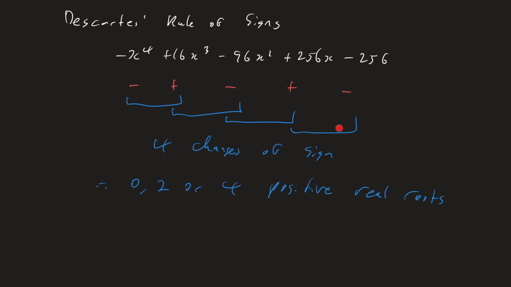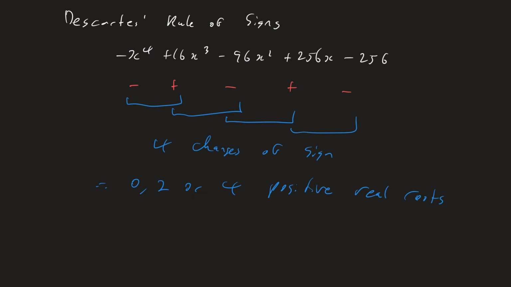Indeed, we now know that this factors as (x minus 4) to the power of 4, so it indeed has 4 positive real roots, each of them being equal to the number 4. When we were applying the rational root theorem, we had to test both positive and negative values of 1, 2, 4, 8, 16, 32, 64, 128 and 256. By using Descartes' rule of signs, we can actually show that we don't need to test for any negative roots, as follows.